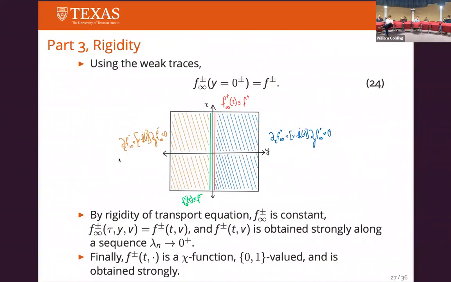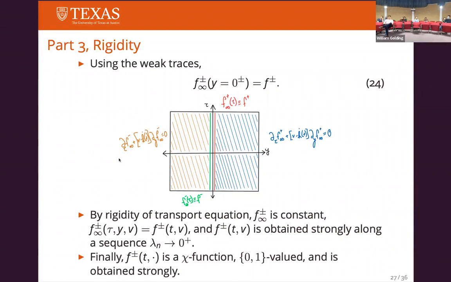So what we've got pictorially is over here, there's some limit which solves a transport equation. Over here, we have a limit which solves a transport equation. And using the structure of the equation again, we're able to say that basically the boundary value, which is along here, is actually the weak trace on both sides. But it's the weak trace in the global variables, not the local ones. So it's actually constant in global variables.